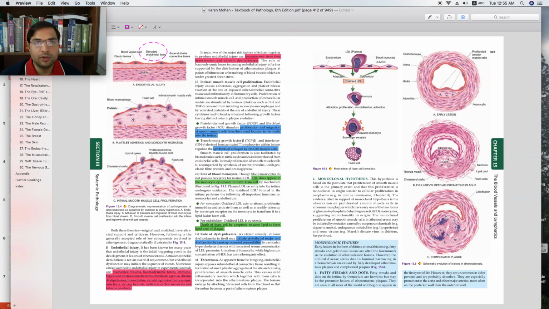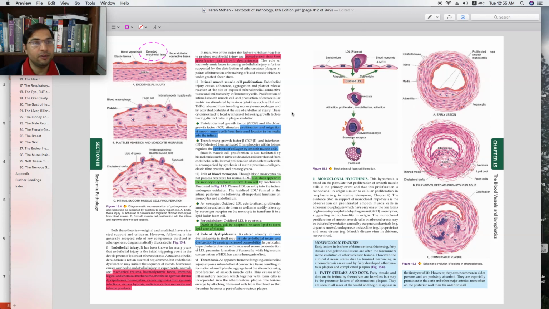Now let us come to the mechanism of atherosclerosis. We already know that atherosclerosis is thickening and hardening of the arteries, and atherosclerosis means the deposition of atheromas or fibrofatty plaques in the arteries.